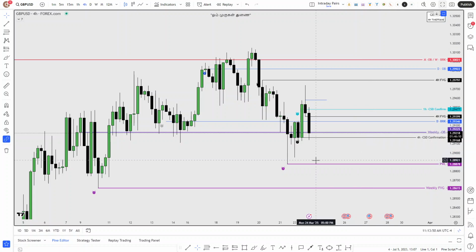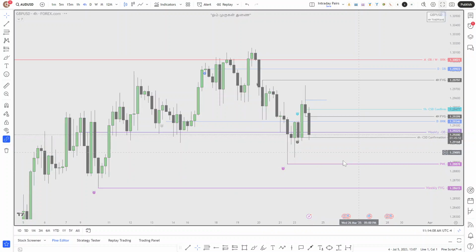So we took a trade with 1 hour CSG confirmation in GBP during the early morning, we booked a partial, and then it was a break even hit. So totally we booked 0.5%, sorry, 0.5% risk of our total capital.